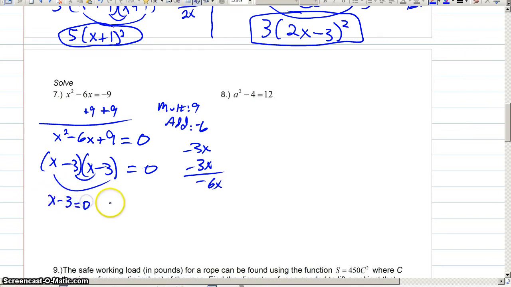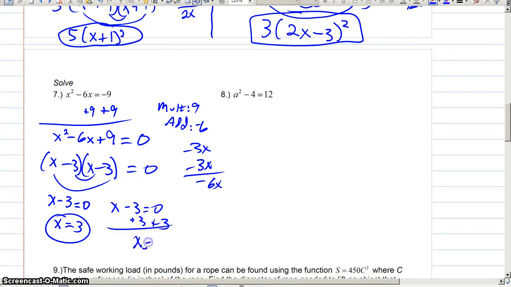Now here's the neat thing. Technically, x minus 3 would equal 0, x minus 3 would equal 0. Add a 3 to both sides, and you just have x equals 3. If you added a 3 over here, you get the same answer. Really, we're just being redundant. We're saying that x equals 3. You could just write it down once.